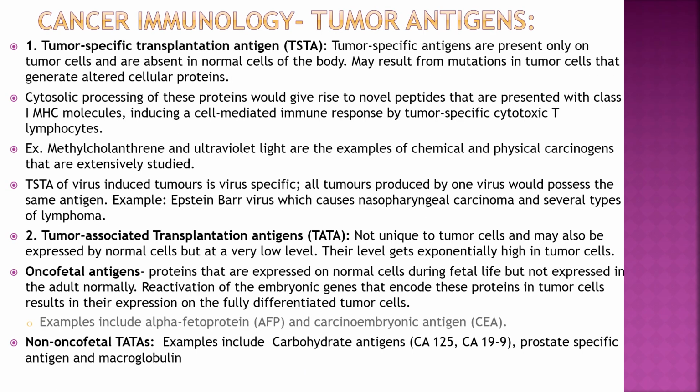Cancer immunology. Tumor antigens are of two types: tumor specific transplantation antigen, that is TSTA, and tumor associated transplantation antigen, that is TATA. Tumor specific antigens are present only on tumor cells and absent in normal cells of the body. They may result from mutation in tumor cells that generate altered cellular proteins. Cytosolic processing of these proteins gives rise to novel peptides that are presented with class 1 MHC molecules, inducing a cell-mediated immune response by tumor-specific cytotoxic T lymphocytes.